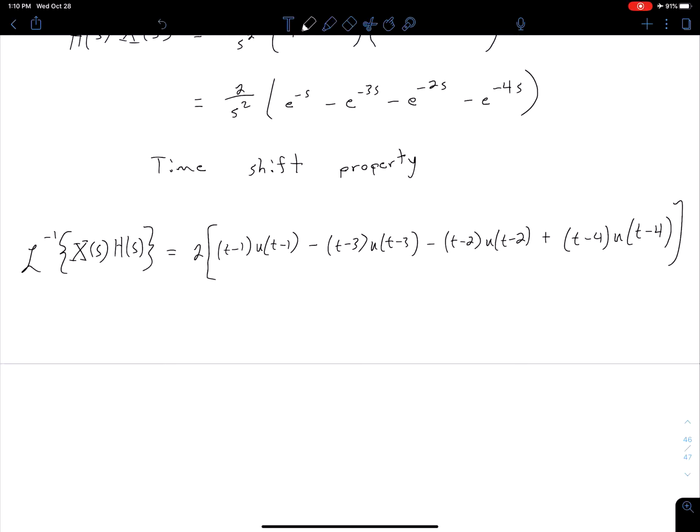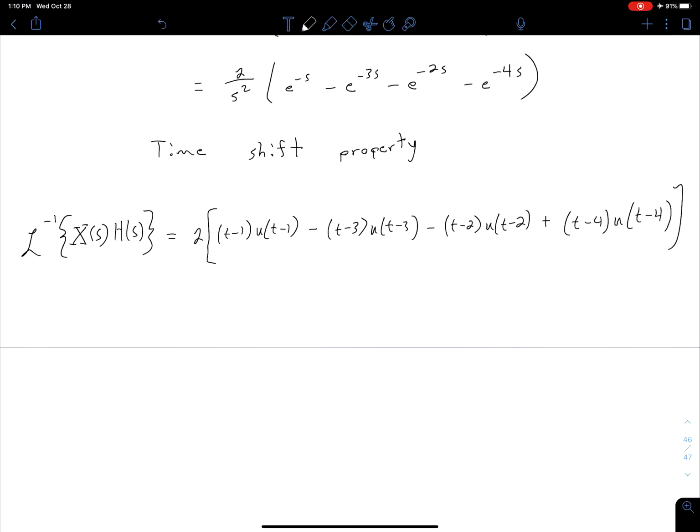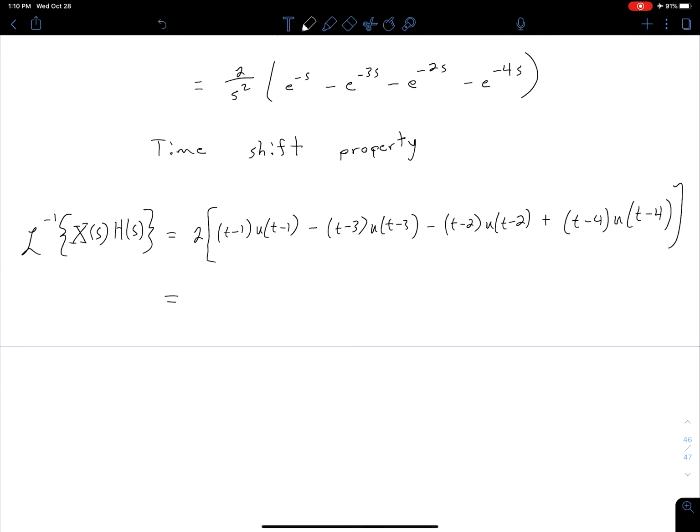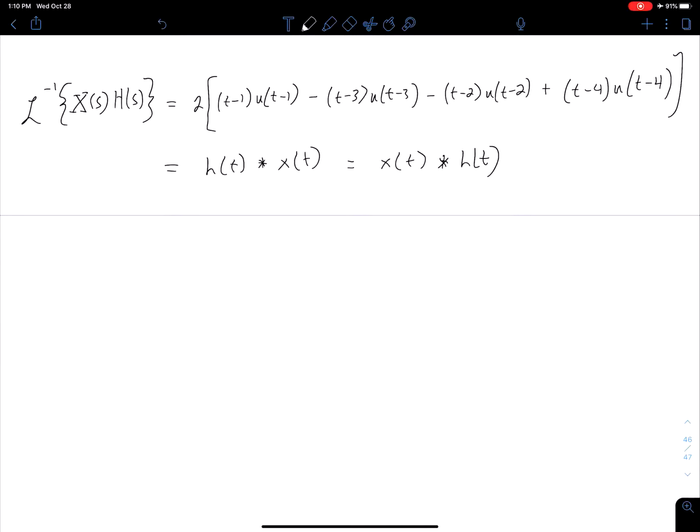Okay, so at first glance, it's not obvious that this equals the convolution, because we know that this should equal the convolution of h of t and x of t. And again, the order of this doesn't matter. We could say this equals the convolution of x of t and h of t. But at first glance, this doesn't look familiar to what we saw from our previous video. So let's take a closer look.